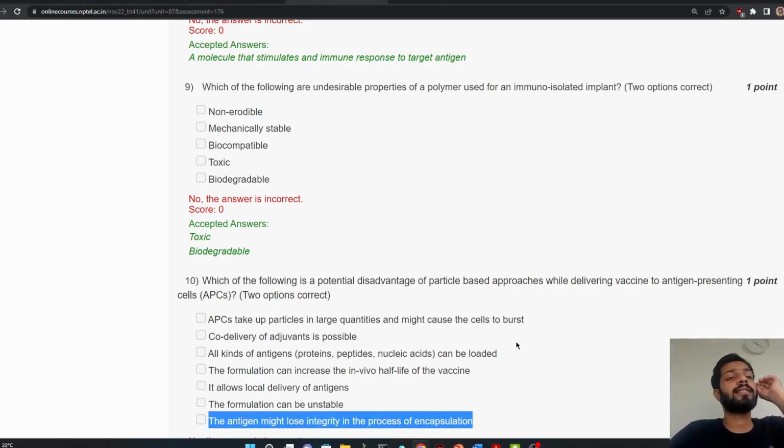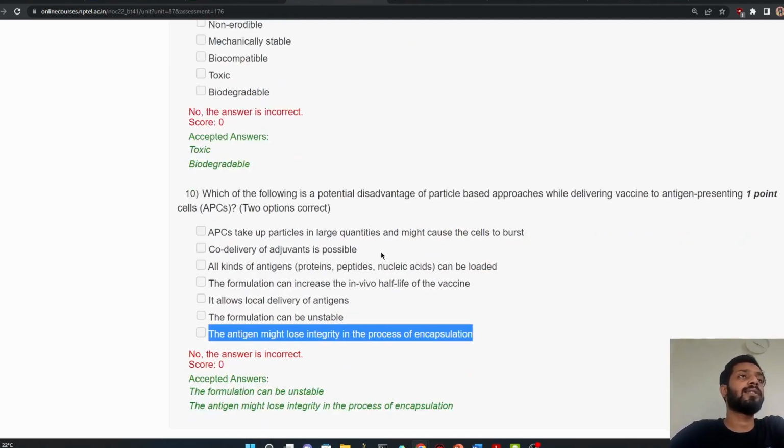So if you're doing active loading, it's going to be very stressful for the antigen. And even if you're doing passive loading, in most cases, because there is some charge or pH or whatever playing a role, it might cause the antigen to lose its integrity. So that needs to be checked for, but that's one of the potential disadvantages of these particle-based approaches.